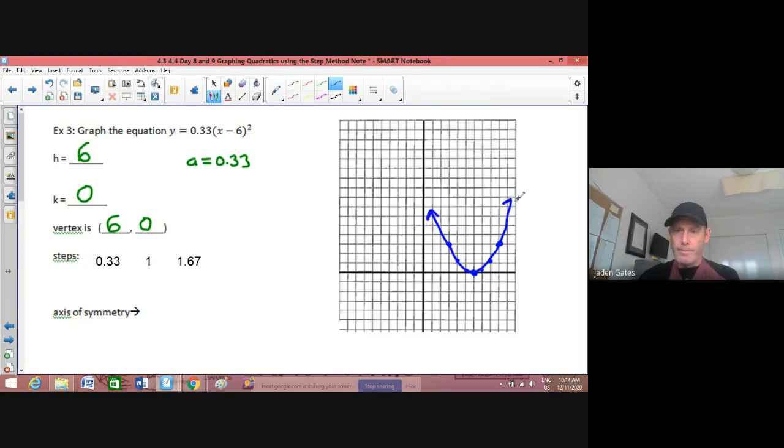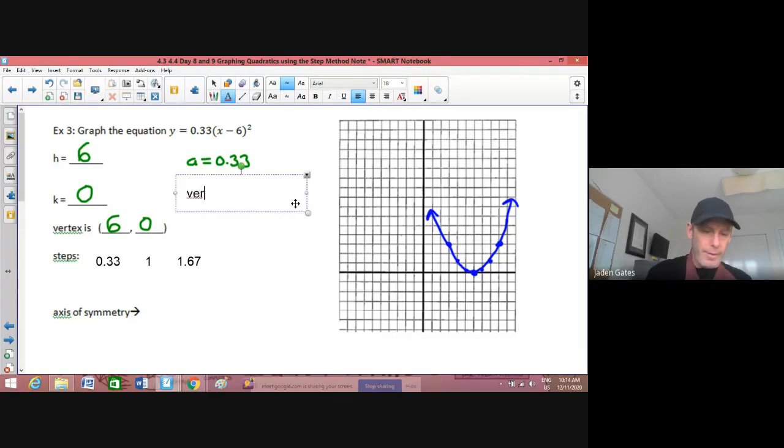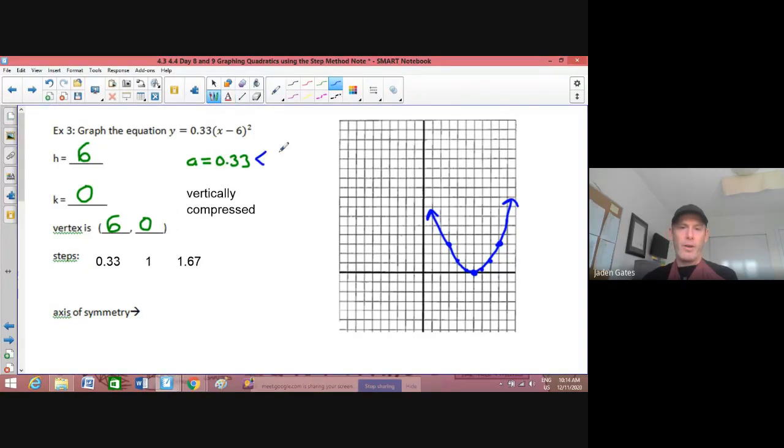Which again, is going to be vertically compressed. There we go. Again, if I just look at the a value, it's less than 1, the number. So I know it's got to be vertically compressed. Or you can look at the graph. But sometimes that can be misleading.